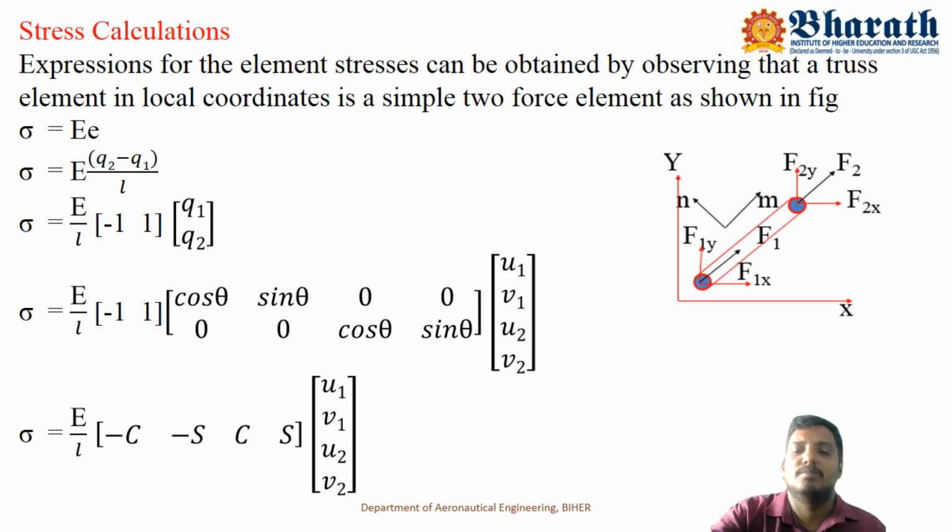Then we already derived the relation between the nodal displacement in local coordinate system as well as global coordinate system. That means Q is equal to a transformation matrix into your displacement vector in global coordinate system. Then we substitute in this equation E by L minus 1, 1. That is, Q is replaced by your transformation matrix into your displacement vector in global coordinate system. It consists of node 1 and 2 having the nodal displacement with respect to x and y as U1, V1. Then node 2 with respect to x and y axis U2, V2. And we substitute, finally we arrive at the stress equation sigma is equal to E by L minus C minus S C S times U1, V1, U2, V2, where C is nothing but cos theta, S equal to sin theta.